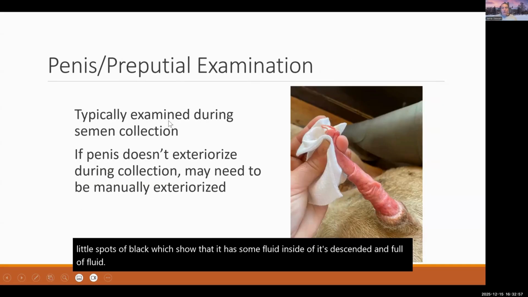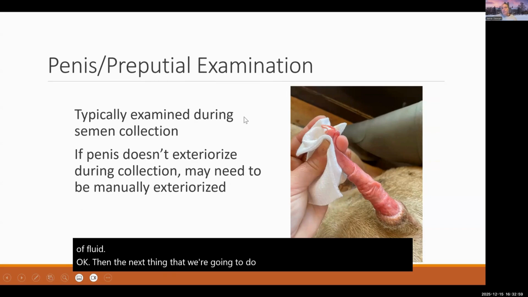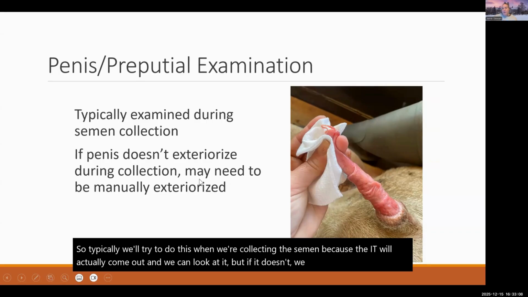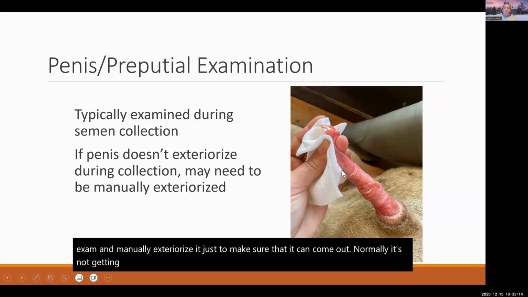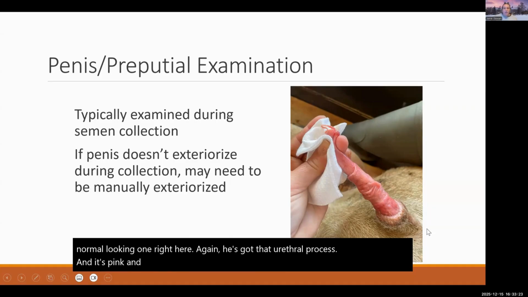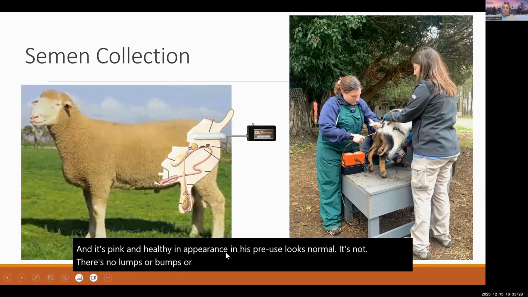Okay, then the next thing that we're going to do is examine the penis and the prepuce. Typically we'll try to do this when we're collecting the semen because it will actually come out and we can look at it. But if it doesn't, we can take him after the exam and manually exteriorize it just to make sure that it can come out normally, it's not getting stuck, and that everything looks normal. This is a pretty normal looking one right here. Again, he's got that urethral process, and it's pink and healthy in appearance, and his prepuce looks normal. There's no lumps or bumps or anything on it.